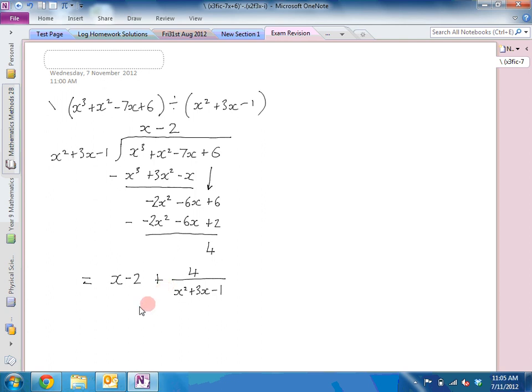If they want you to show it in another form so that you don't have to do it like that, it would look like this. It would look like x minus 2 bracket x squared plus 3x minus 1 plus 4 is the same answer. I've just multiplied through both sides by x squared plus 3x take 1. And that's the same answer. I'm happy for you to give your answer in that format though.